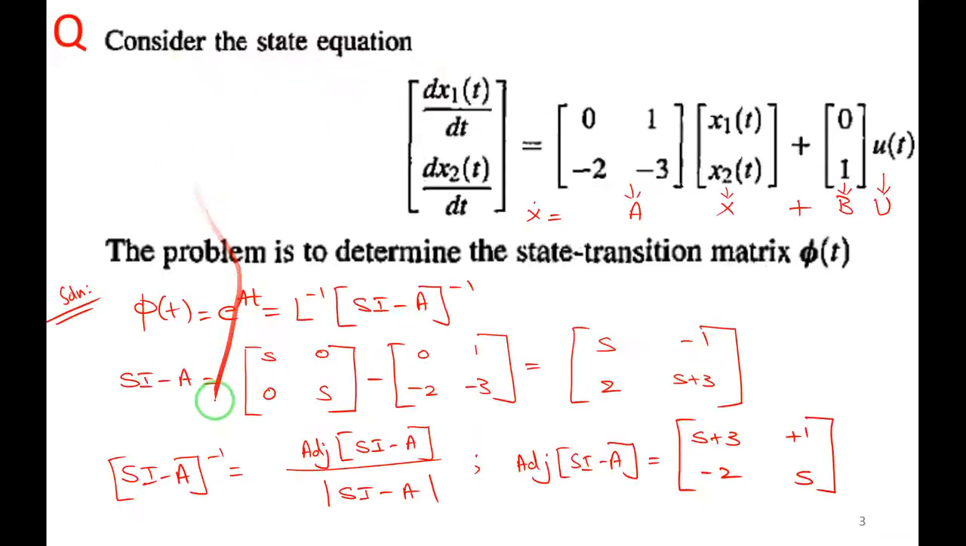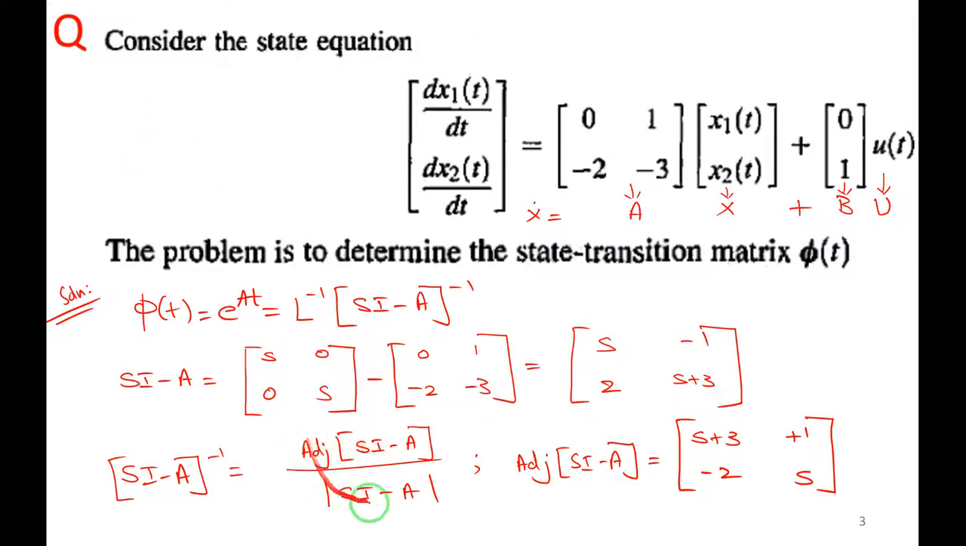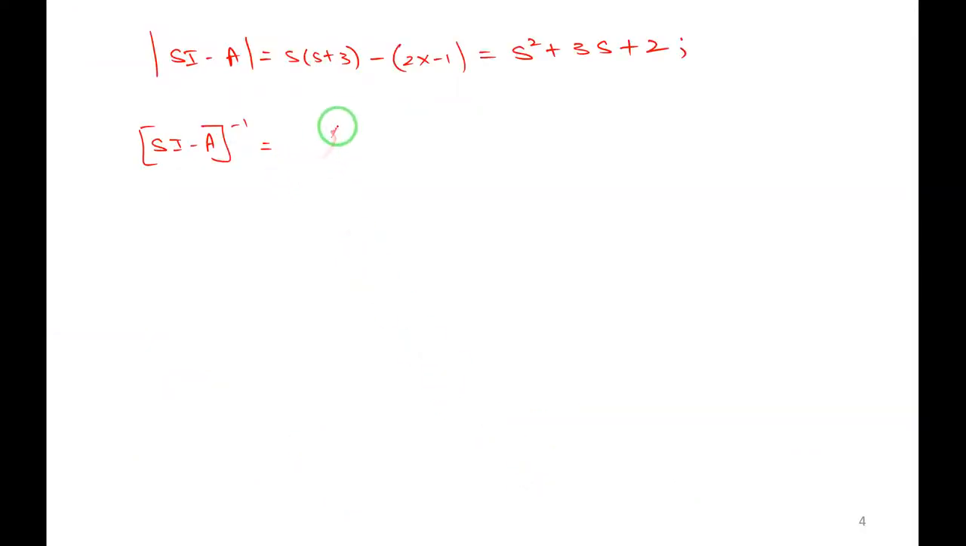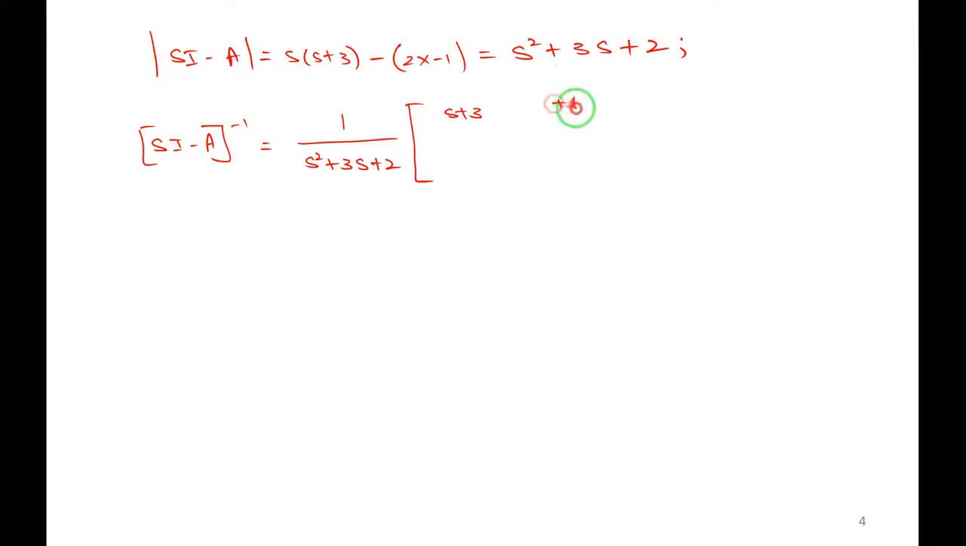Okay, next we'll obtain (sI minus A) whole inverse. So it is 1 by the determinant of the matrix multiplied by the adjoint of the matrix. So 1 by the determinant of the matrix is S square plus 3S plus 2, into the adjoint of the matrix: S plus 3, plus 1, minus 2, S.